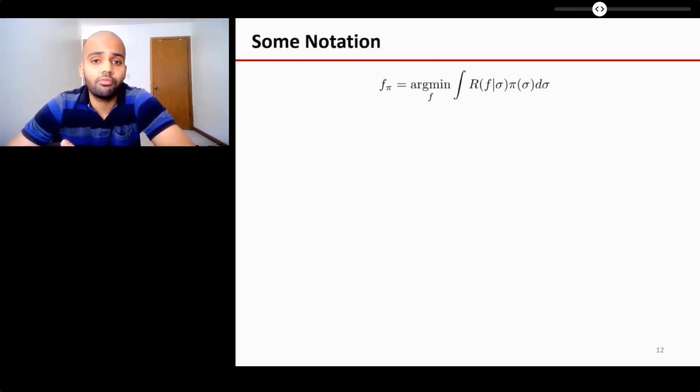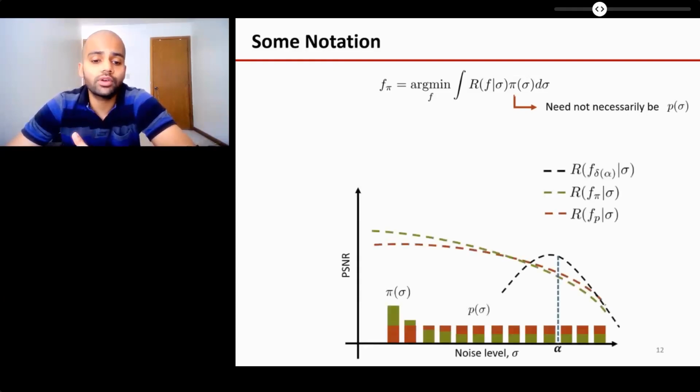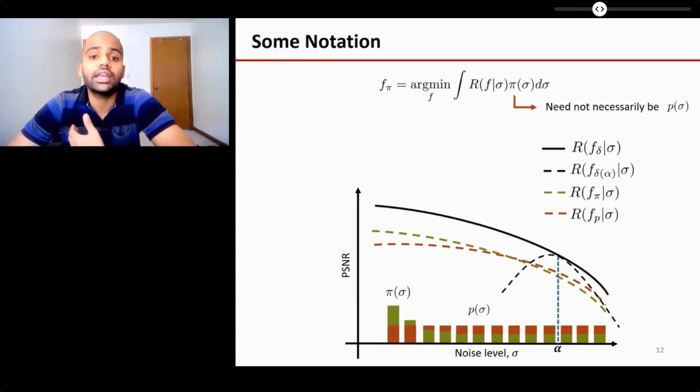We define the function f pi as a network that is trained with a distribution of pi of sigma. Note that pi of sigma need not necessarily be P of sigma, which is the testing distribution. So therefore, we may have two different PSNR curves when we are training with P of sigma or pi of sigma. We define the function f delta of alpha as a network that is trained at one particular noise level of alpha, and we define the ideal PSNR curve by R of f delta given sigma.